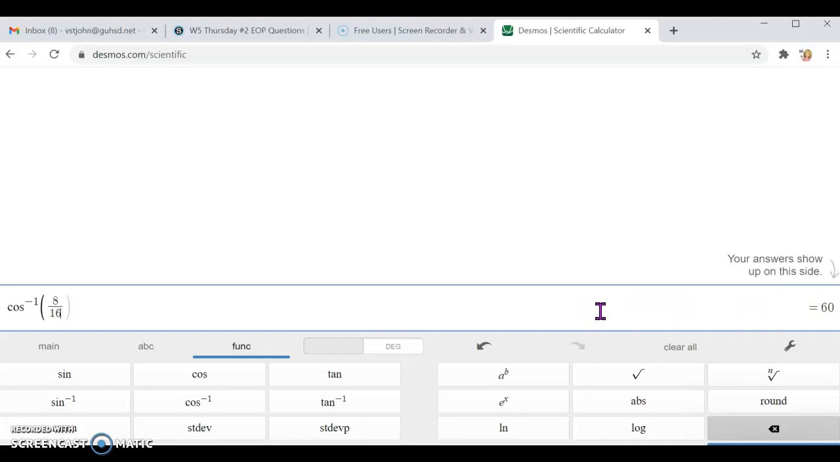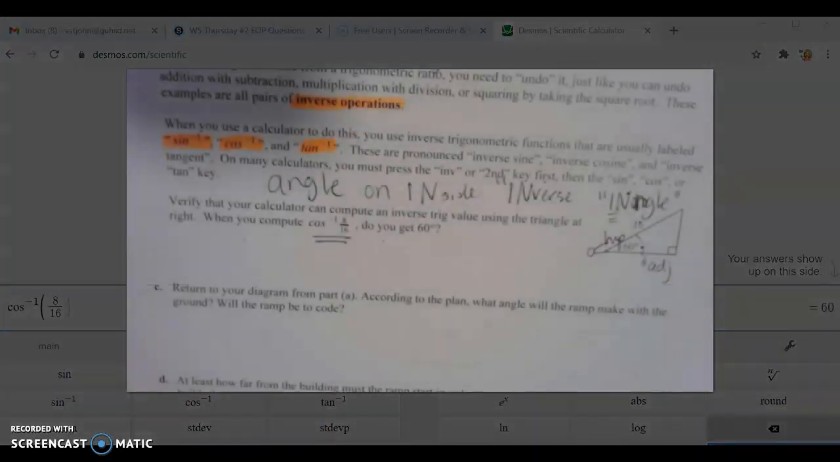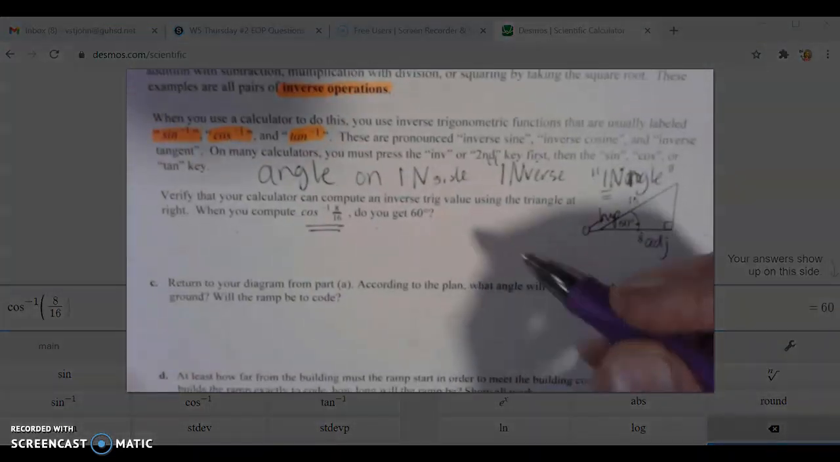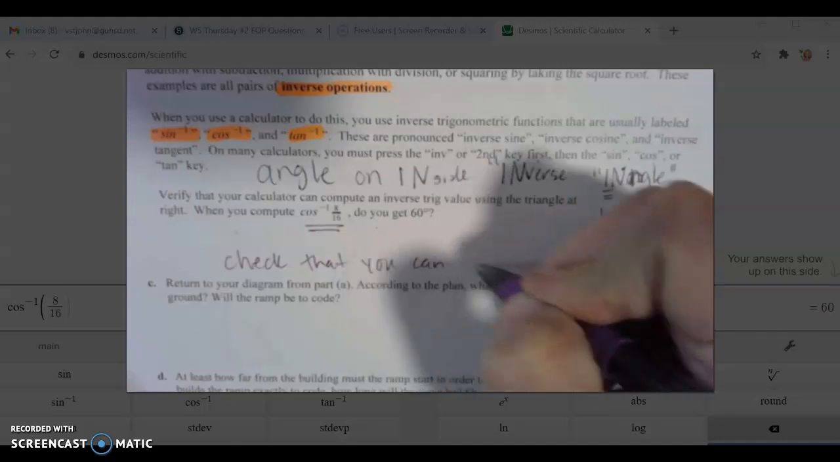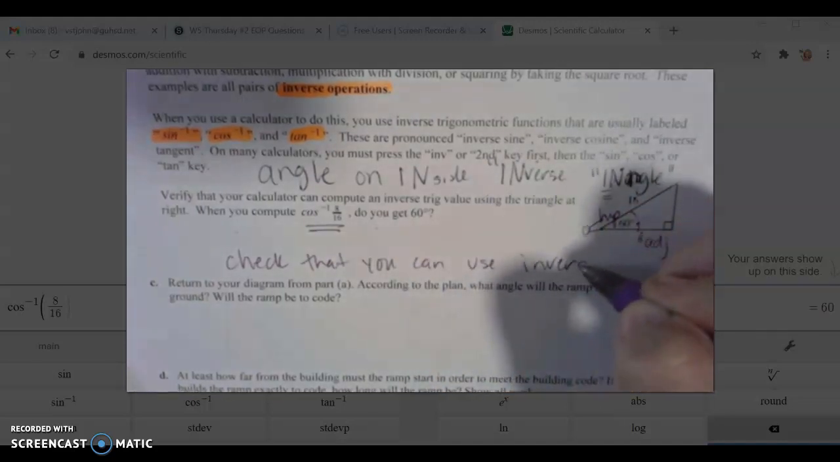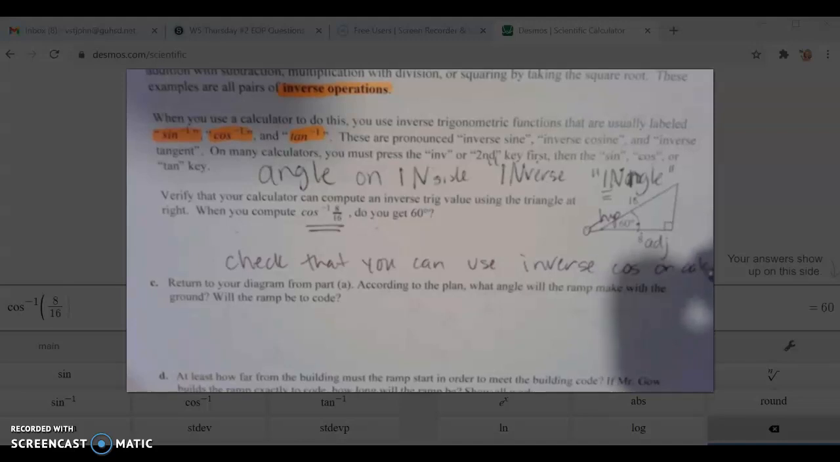If you're using your phone, or maybe you have a calculator at your house, it might be in the wrong mode. So this is a way to check it. Inverse cosine of 1/2 is 60 degrees, or inverse cosine of 8 over 16. All right, so let's look at our next problem. We've got to go back to our paper so you can see what I'm doing. It does help to see what you're doing, right? Here we wanted to check that you can use inverse cosine on the calculator.